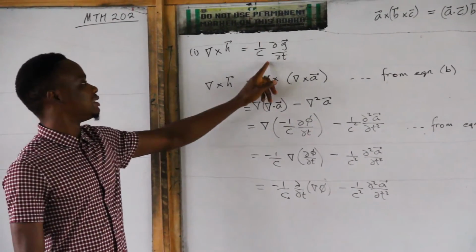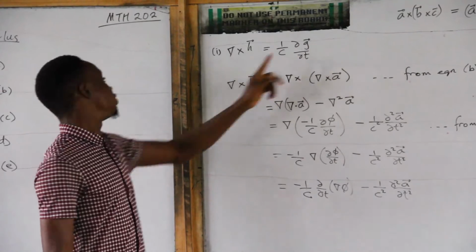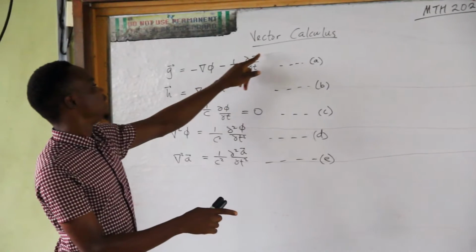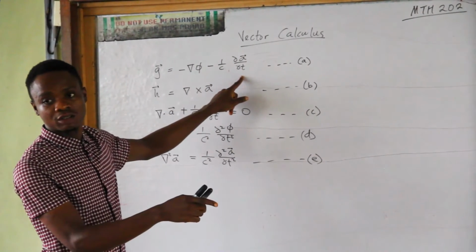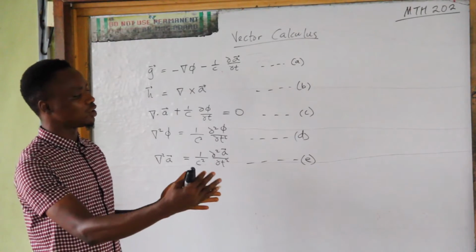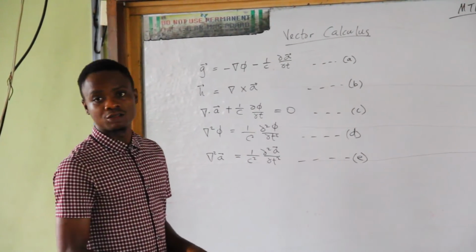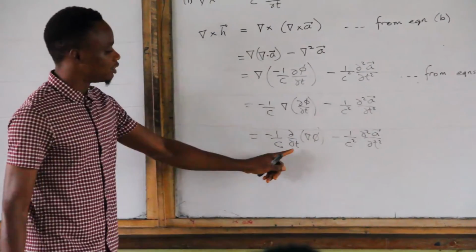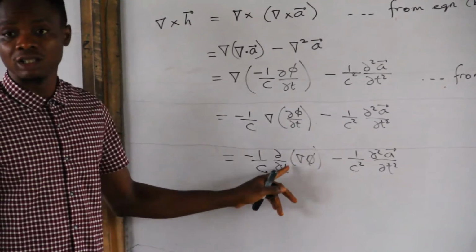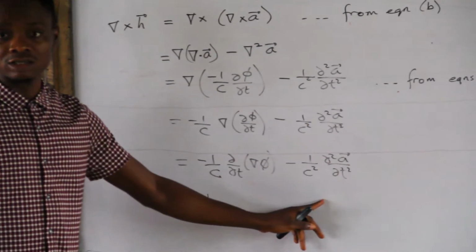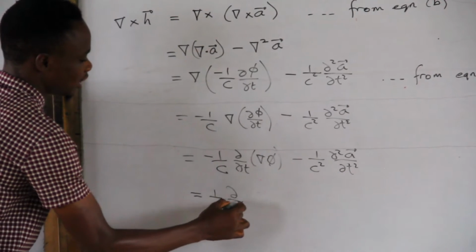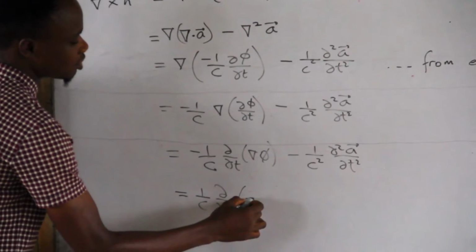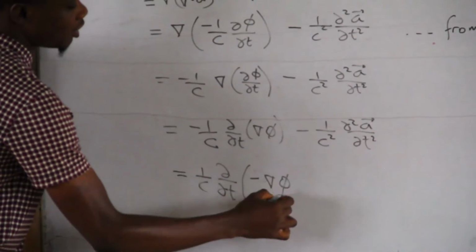I want to have 1 over c del g del t. I know g is defined this way. I already have lambda phi in my expression. I already also have del a del t in my expression. Does it make sense to you? So to arrive at my destination, I can move out 1 over c. Is it clear? When I move out 1 over c, this will be 1 over c. I can also move out del t; this is del t, this is also del t. So I can have 1 over c del this del t. So what will I have left at the end of the day? This will be minus lambda phi minus.